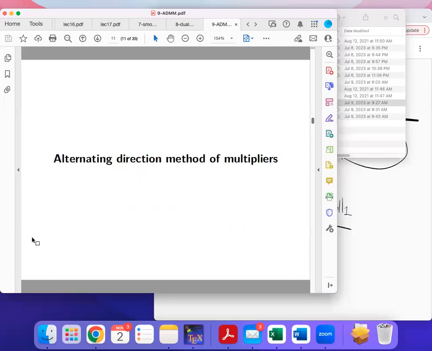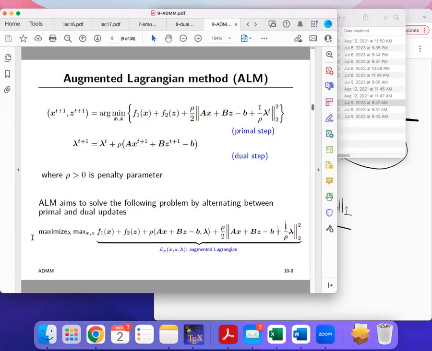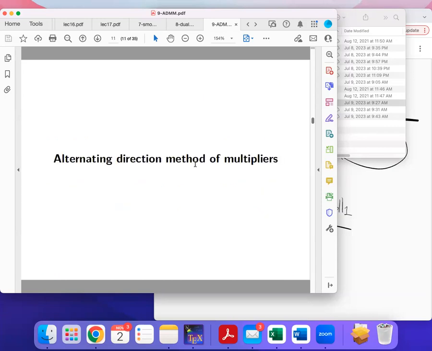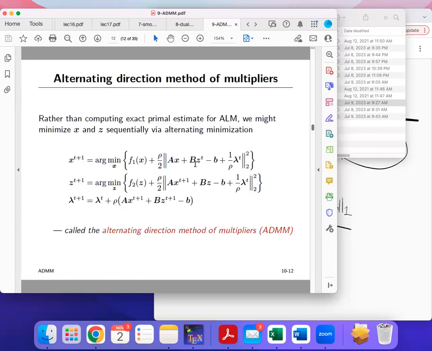In the ALM method, we update x and z simultaneously. So in this primal step, we want to minimize over x and z simultaneously. That's why the problem is very complicated. But ADMM is a very simple, very straightforward idea. Why don't we just update these two variables alternately or sequentially? So in ADMM, we further decompose the primal update into two smaller updates.